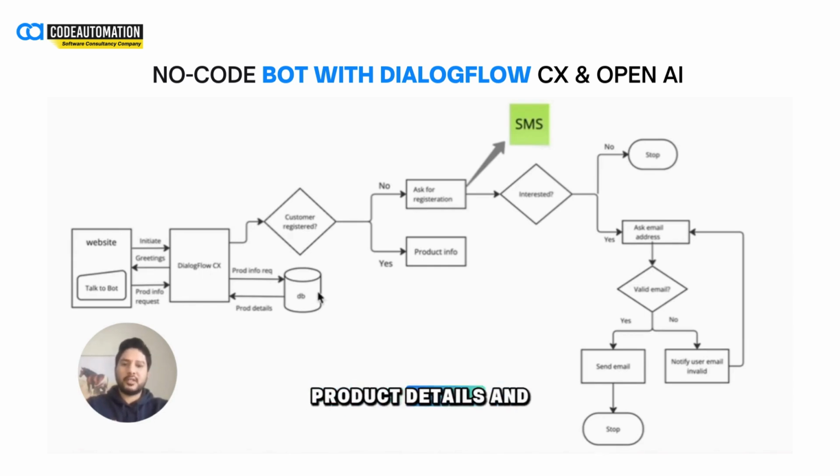We'll have the product details, and once the customer wants to ask some questions, it will get the data from the database and send it to the customer. And it will ask the customer if they want to register, yes or no. If the customer wants to register for the product, it will ask for the phone number and send an SMS for verification, and also it will ask for an email if the person wants to give one, and send a voice message as well.